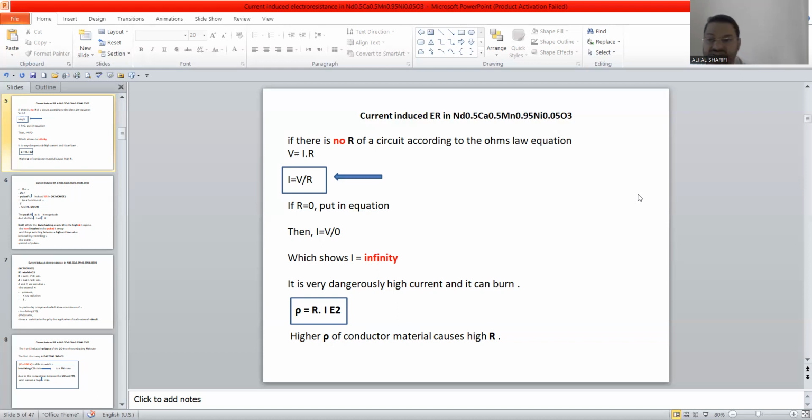Like I said before, resistivity equals resistance times the square of current. High resistivity of conductor metals causes high resistance. That means the relation between all of them. When we note some increase in the resistivity, on the other side we will note an increase in the resistance.